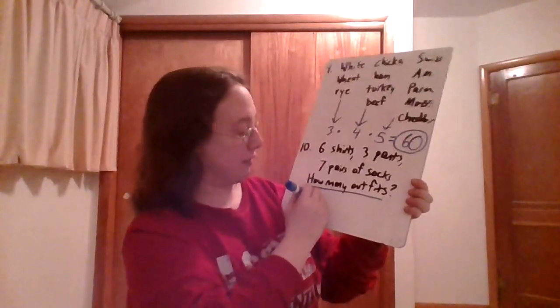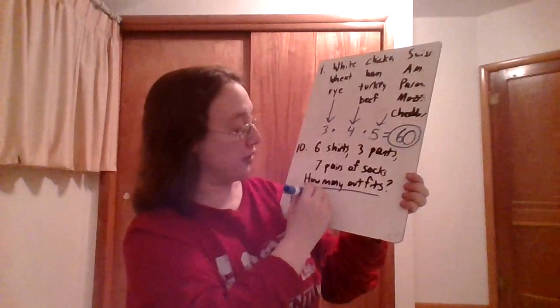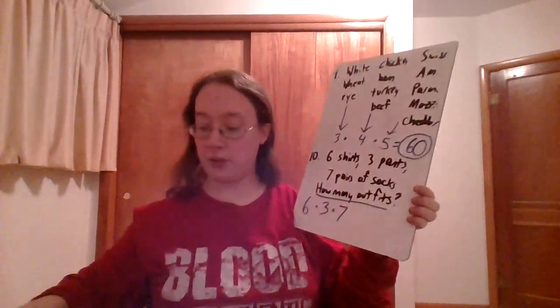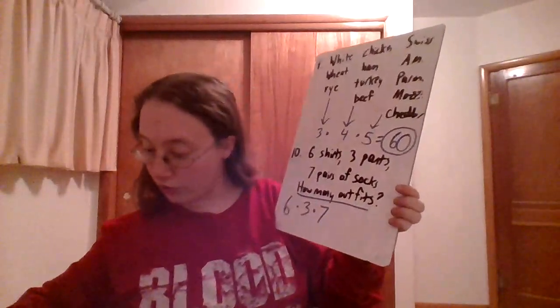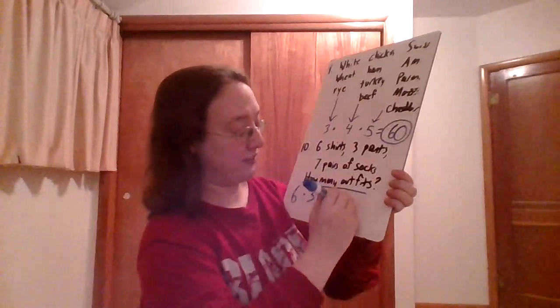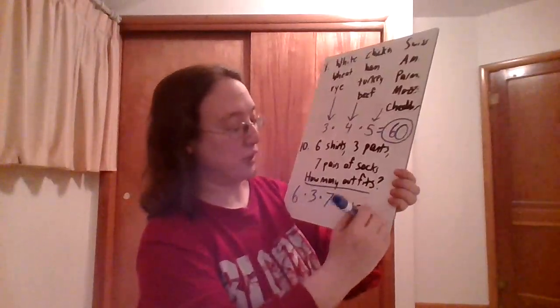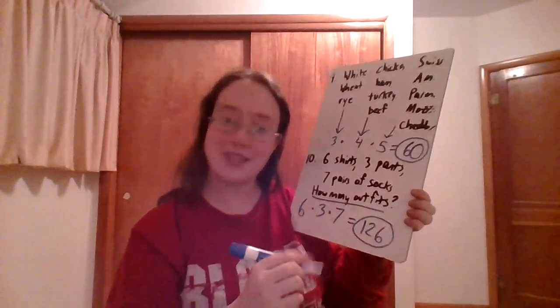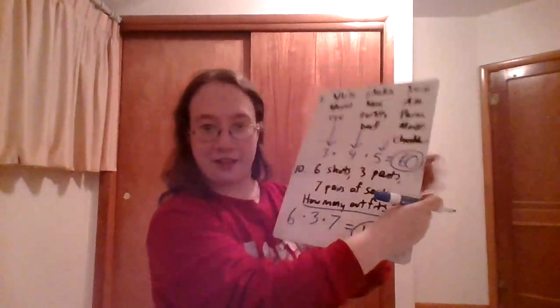multiplying. So we got 6 shirts, 3 pairs of pants, and 7 pairs of socks, and 6 times 3 times 7 is 126. Yeah, please do not go through and list out all of those possibilities. That would be long. Don't do that. Okay, and there we go.